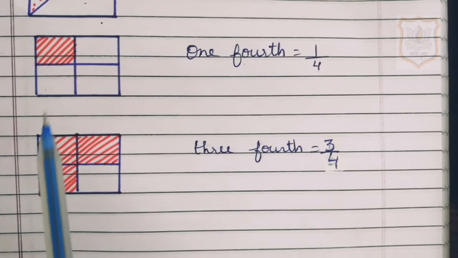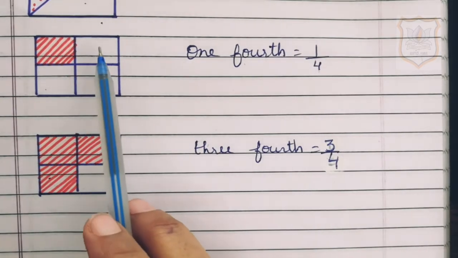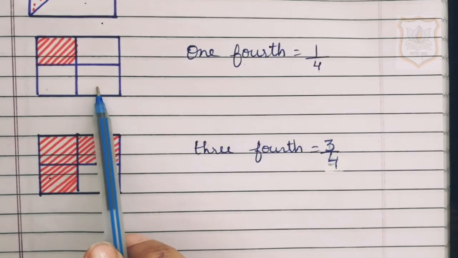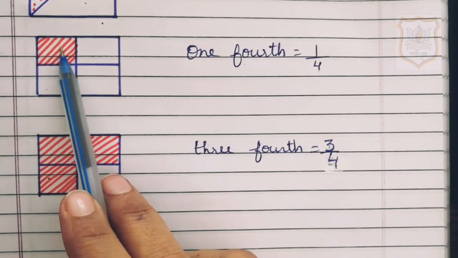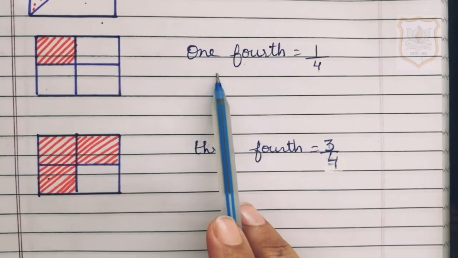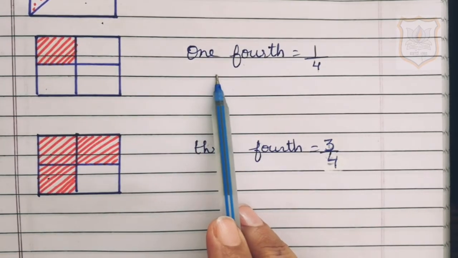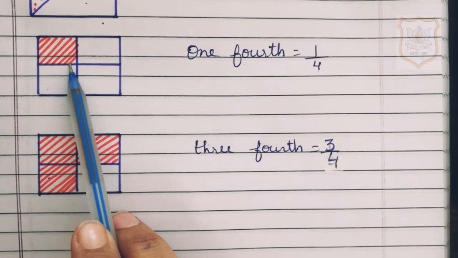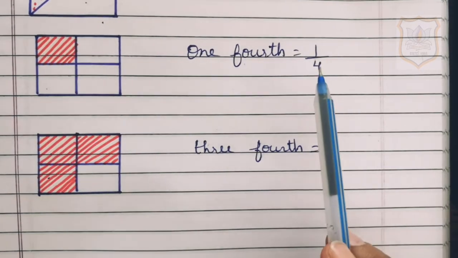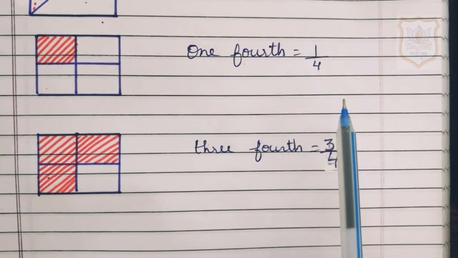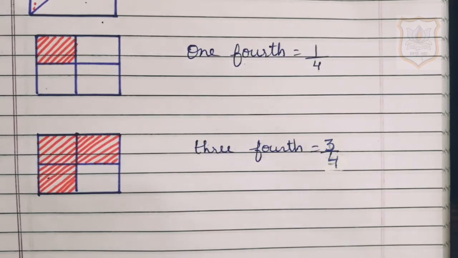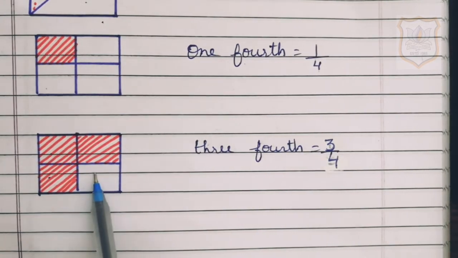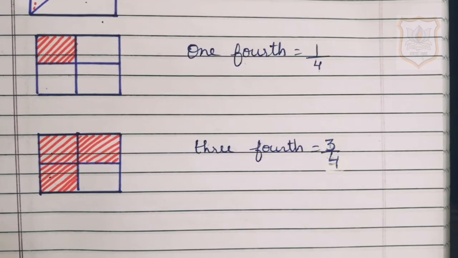Now students, here in this object, the object is divided into 1, 2, 3 and 4 equal parts and we have taken 1 part. So each equal part is called 1/4 or a quarter of the whole. Any whole can be divided into 4 equal parts and each part is called 1/4 or a quarter of the whole. It is expressed as 1/4 and read as one-fourth or a quarter.